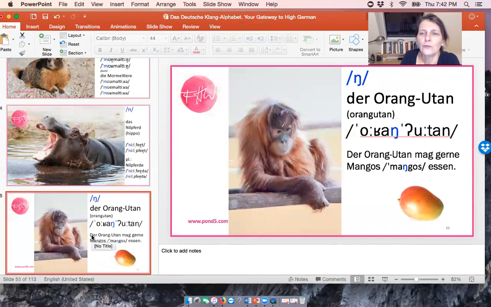Der Orang-Utan. The orangutan, der Orang-Utan. The ng sound is in Schlange, Wange, Bange, many words. But I wanted an animal word to represent it, and I didn't want Schlange because I'm afraid of them. I'm sorry. I apologize. I'm working on it.